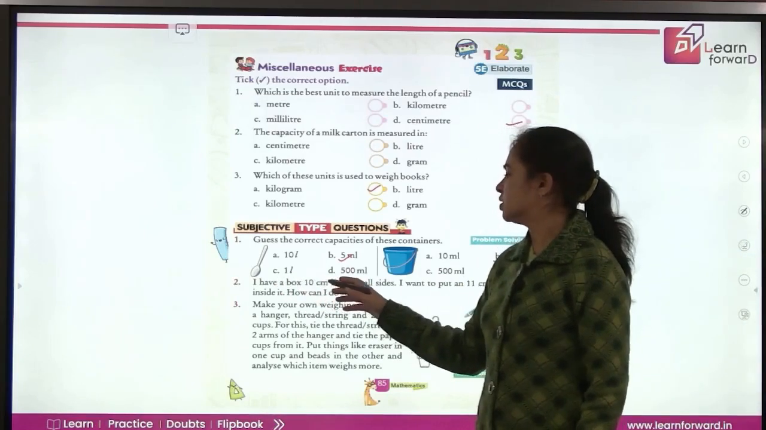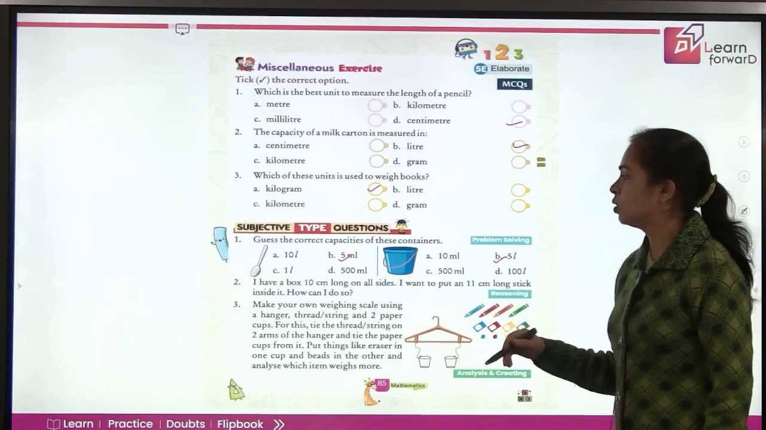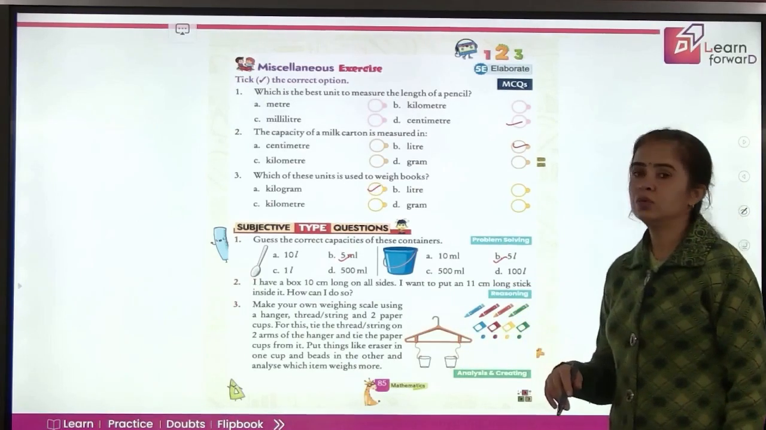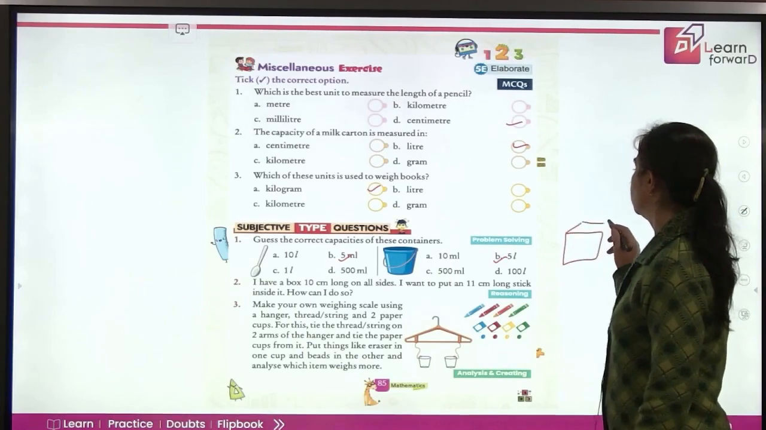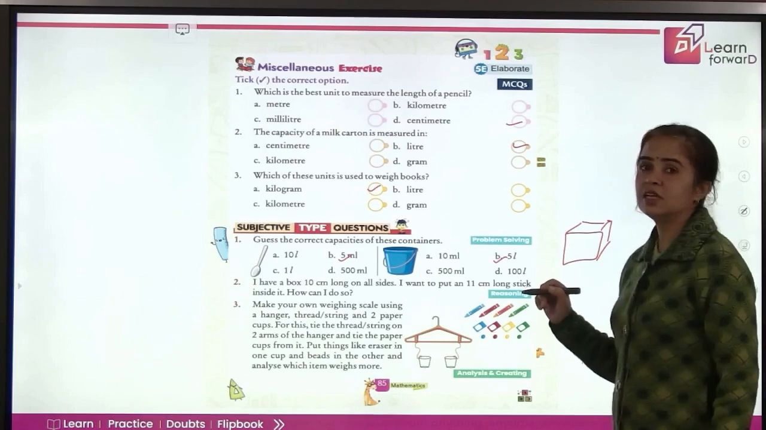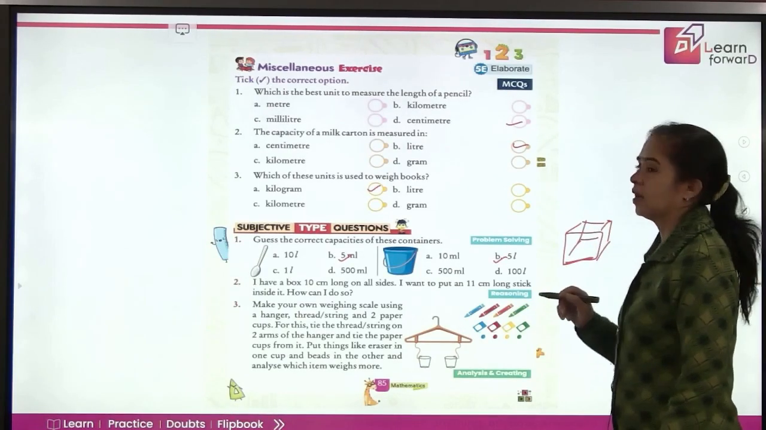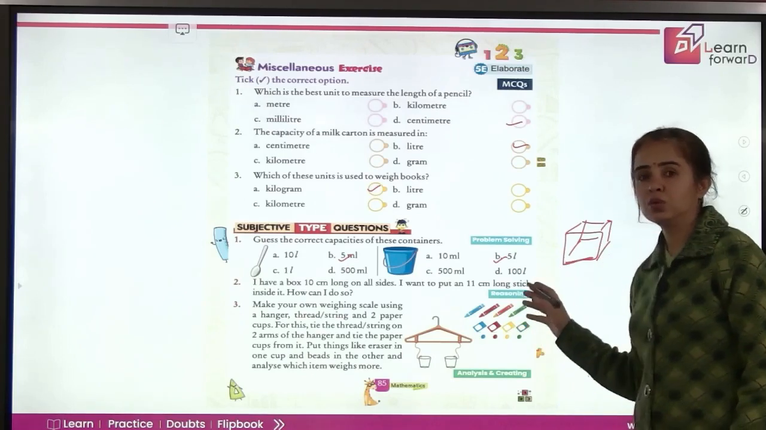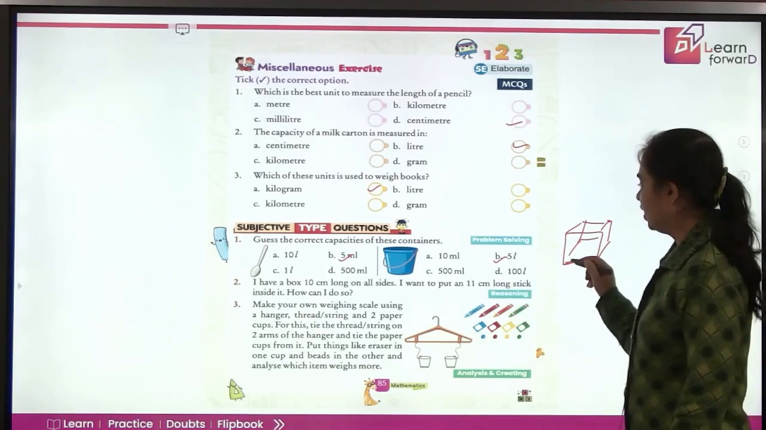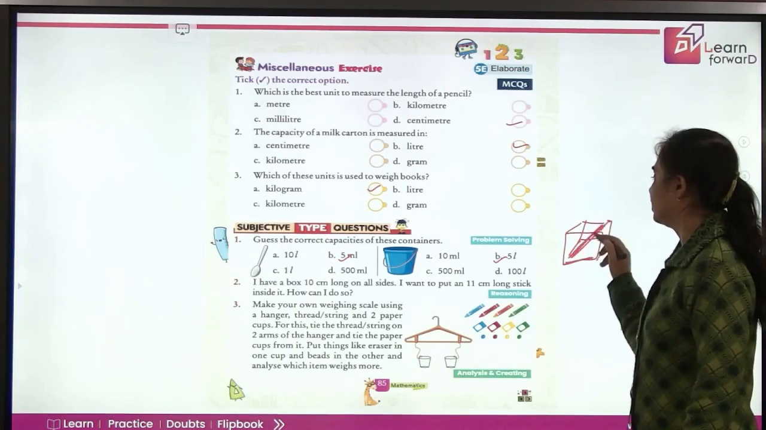I have a box 10 centimeter long on all sides. I want to put a 11 centimeter long stick inside it. How can I do so? So you have a box, children. You want to put a stick which is 11 centimeters long, but all the dimensions are 10, 10, 10, 10. So can you just imagine how are you going to put that stick, fix it into this box? You cannot put it straight, children. You will have to put it diagonally like this.